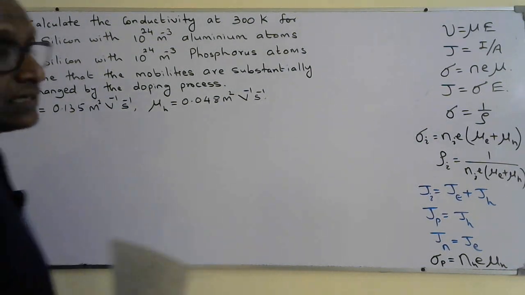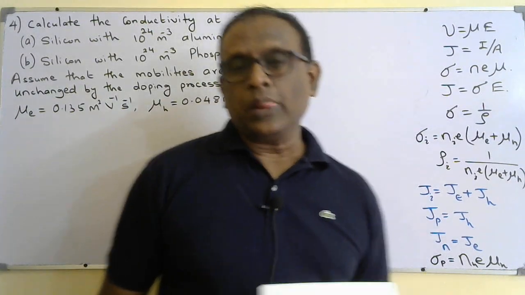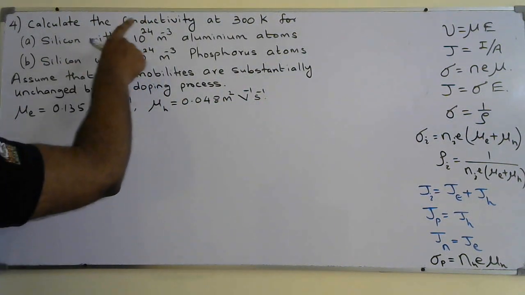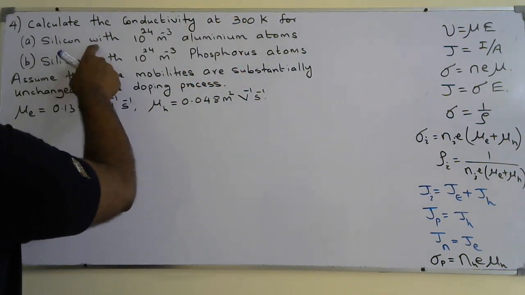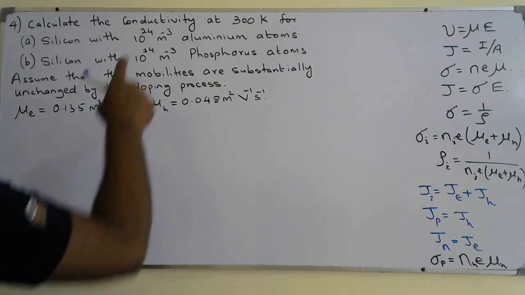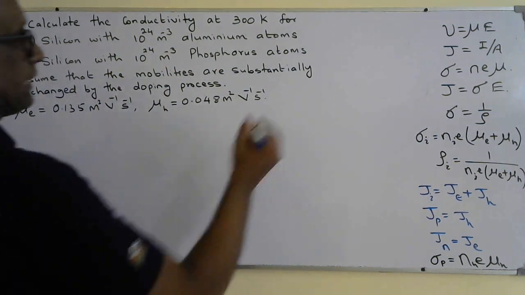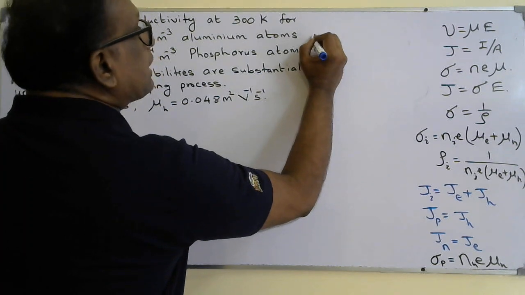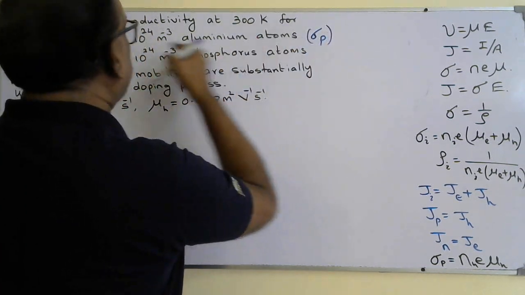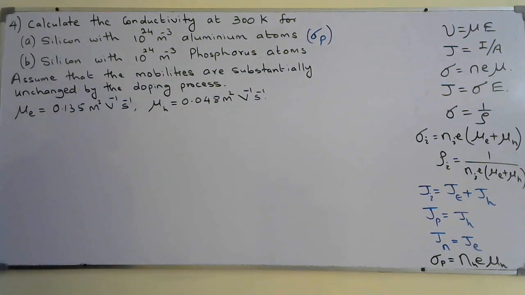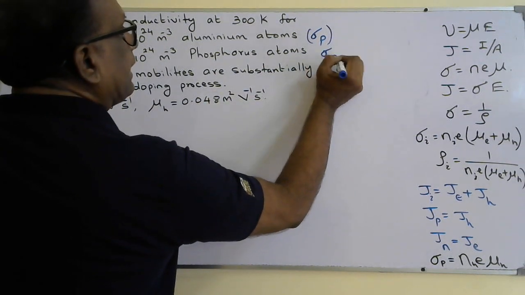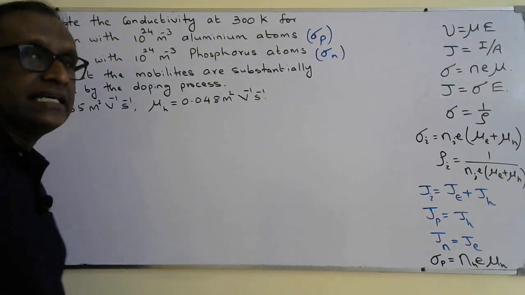Okay, so this question is related to extrinsic semiconductors. Here we calculate the conductivity at 300 Kelvin for silicon with 10 to the power 24 per meter cube aluminium atoms. When you dope it with aluminium atoms, it's going to be a p-type semiconductor. So this is regarding sigma p they are asking, the p-type semiconductor and its mobility. Then silicon with 10 to the power 24 per meter cube phosphorus atoms, the other part is about the n-type semiconductor, its conductivity.